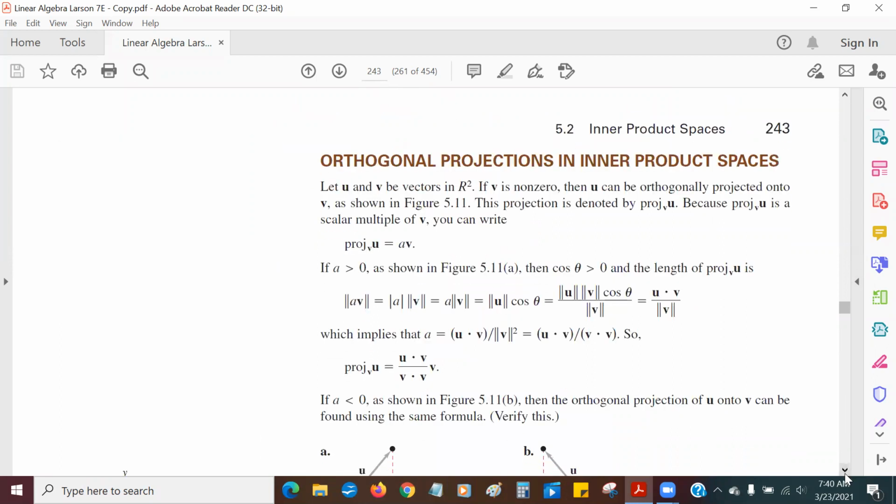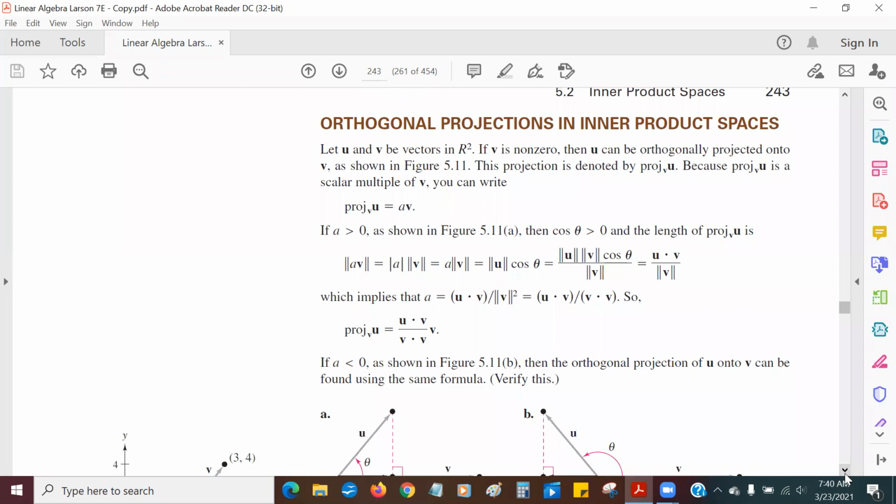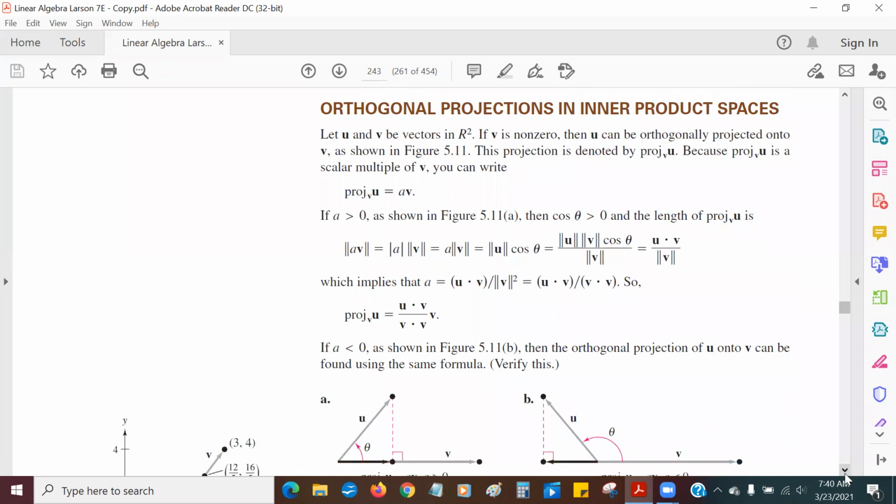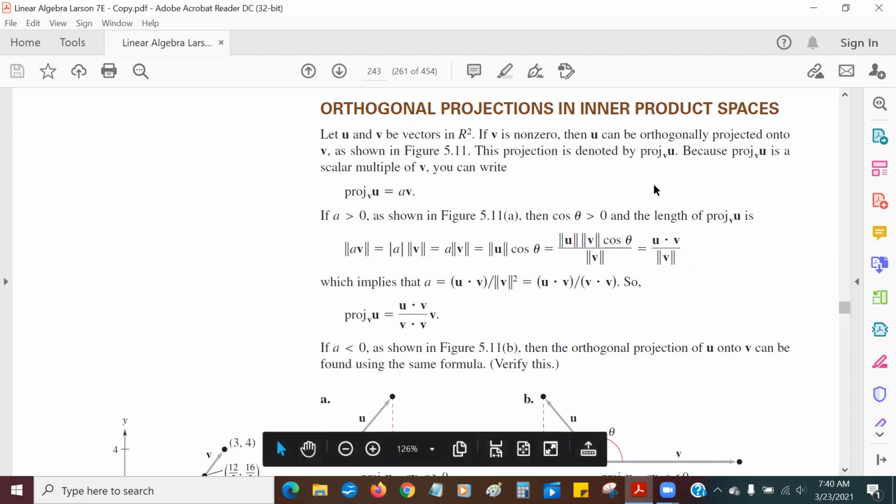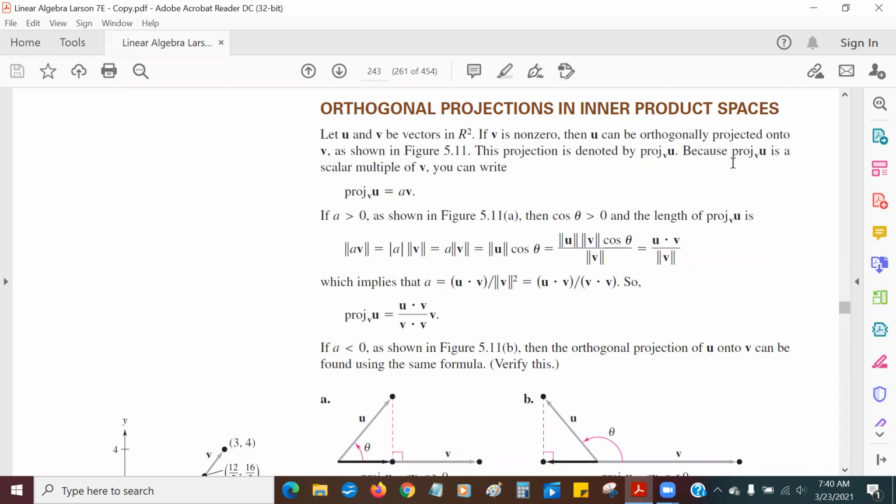Okay, now I'm going to do something called orthogonal projections. An orthogonal projection in an inner product space is, well, let's say u and v are both vectors in R2, and assuming that v is a non-zero vector, then u can be orthogonally projected onto v. And this projection, we call it the projection of u onto v, or the projection onto v of u, whichever way you want to say it.